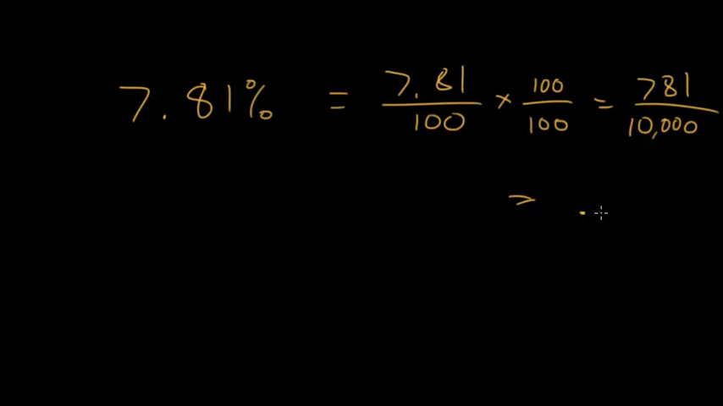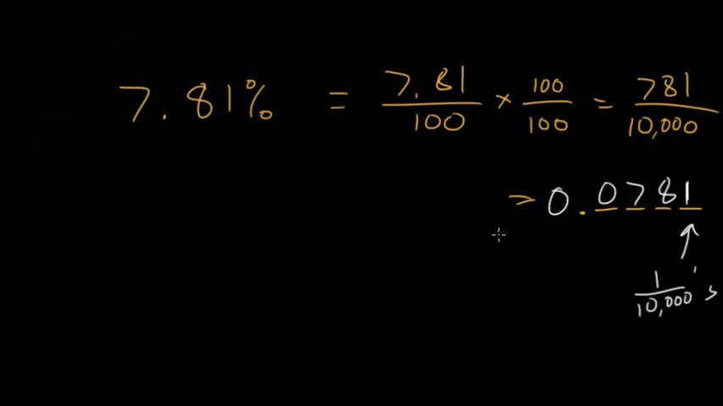So start by putting in your places, tenths, hundredths, thousandths, 10,000ths. So the 1 from 781 goes here, because that's 10,000ths. So 1 over 10,000ths place is right there, and then the 8 and the 7 follow, and there's nothing here, so you can just put a 0. So this is 0.0781.